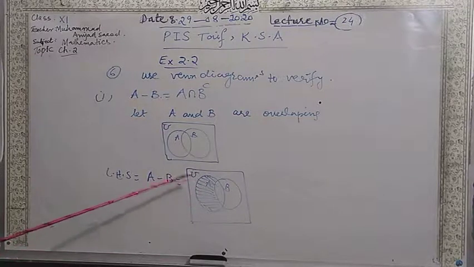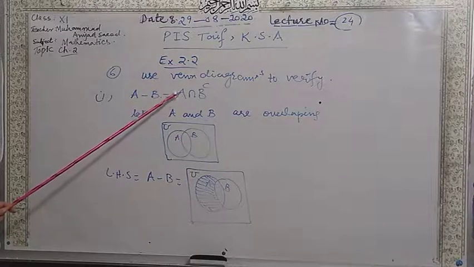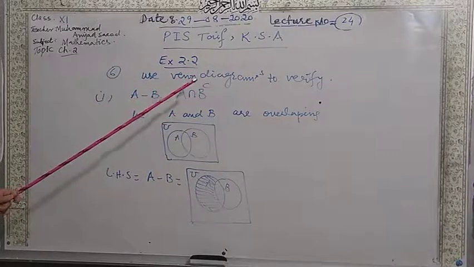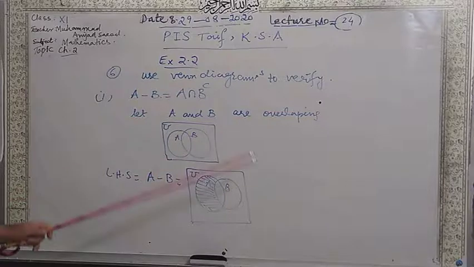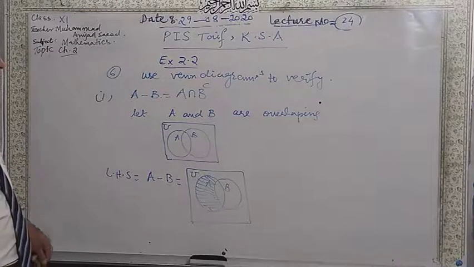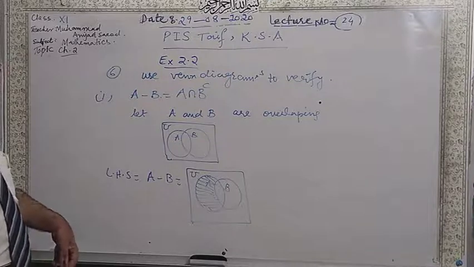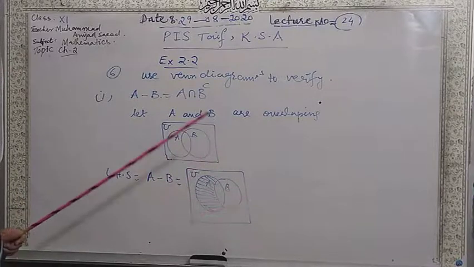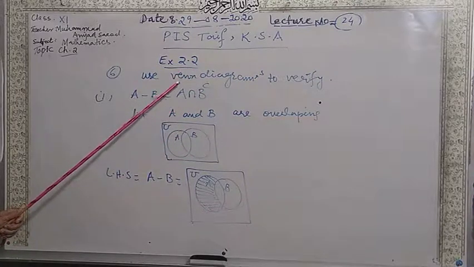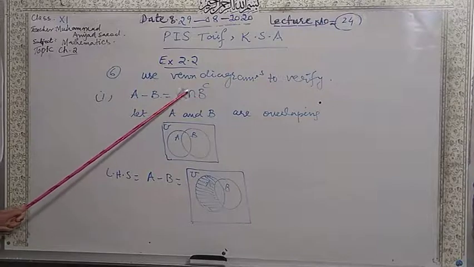This is your left hand side. For the right hand side, first of all, we will shade A separately, B complement separately, then we will take the intersection of both. Maybe this is not given in your book in this way, but I am going this way so that the students can understand easily and a part-wise solution can be found, and it will be easy for you. So first we will shade A, then we will shade B complement, then we will take the intersection of both at the end.